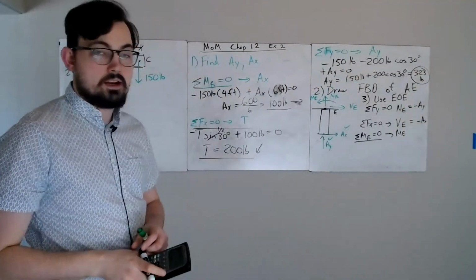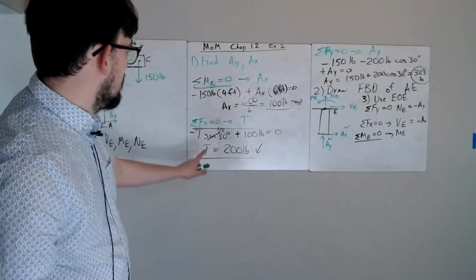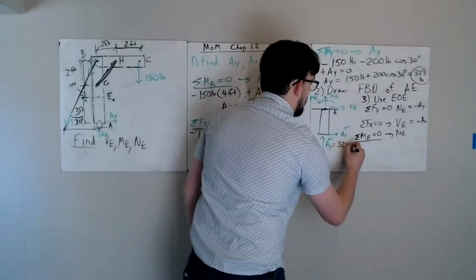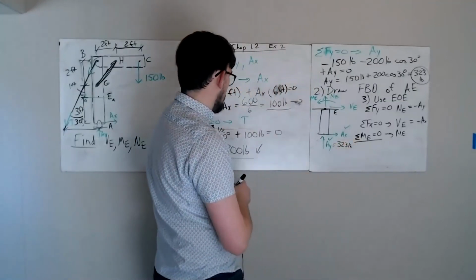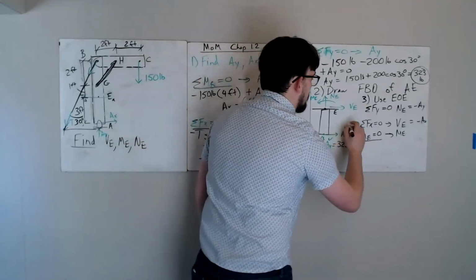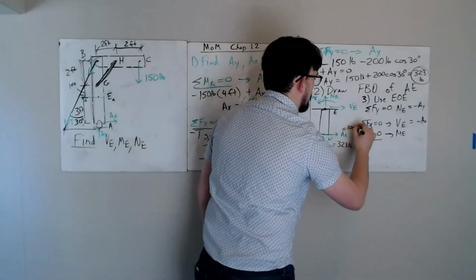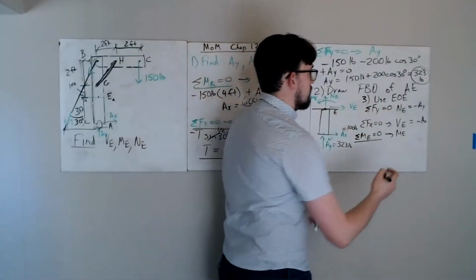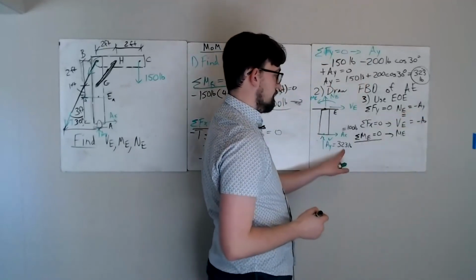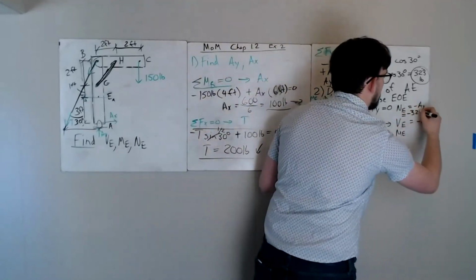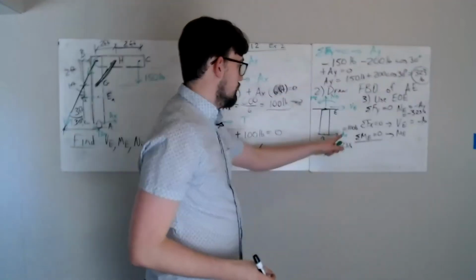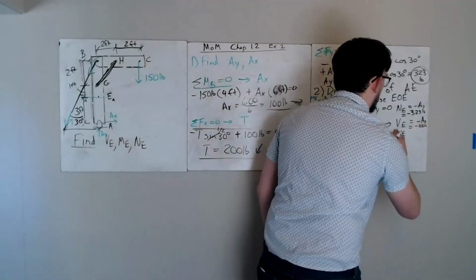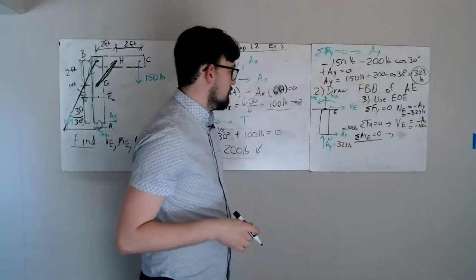All right, so now I know what those two values are. I know AX and AY. Those are the two important ones. AY is 323. 100 pounds is AX. So putting these two things together, knowing what those values are, I know our normal force is going to be negative 323 pounds. Our shear force is going to be negative 100 pounds. And our moment, we have to do a little bit more work for.